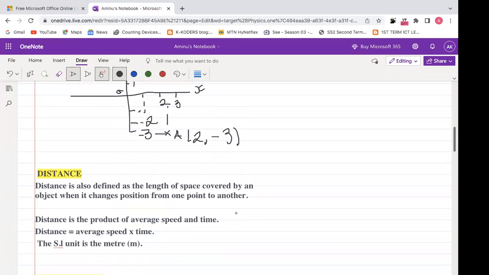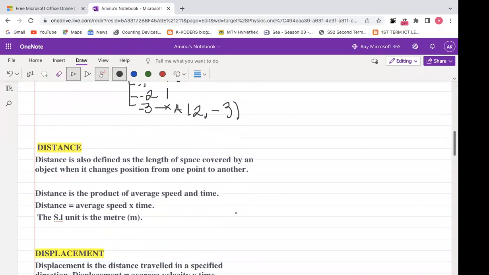Now, because of time, let's quickly jump into defining what distance is. Distance is defined as the length of space covered by an object. We can say distance is the space between 2 points. We can also say that distance is the product of average speed and time. Mathematically, distance is equal to average speed times time. And the SI unit for distance is meters.